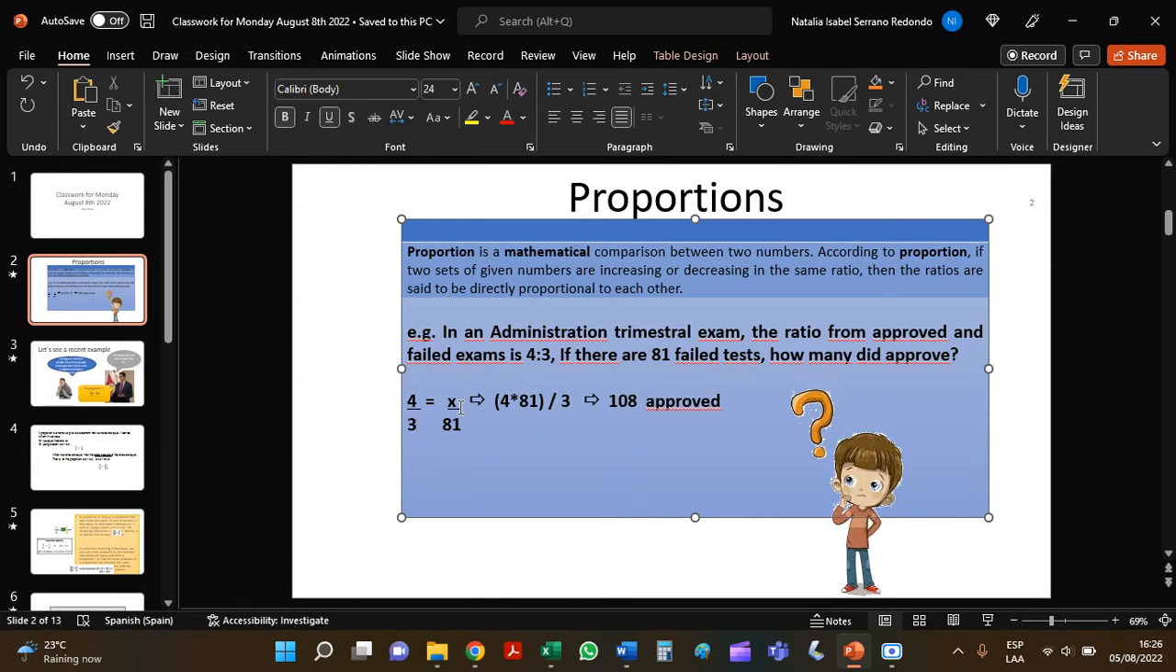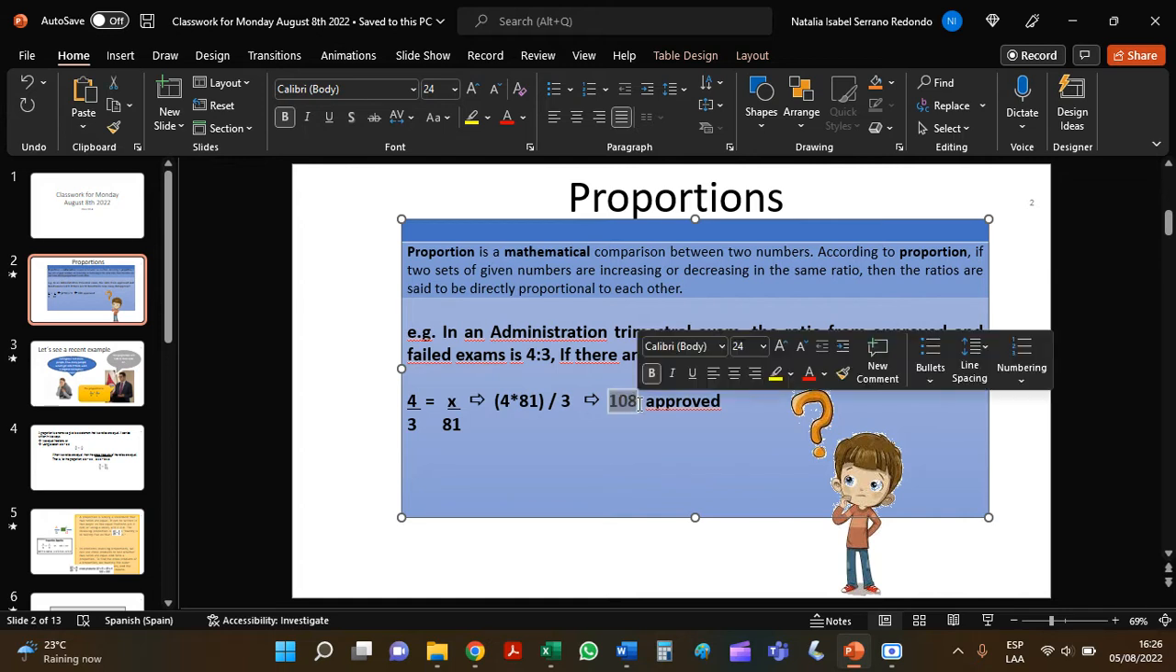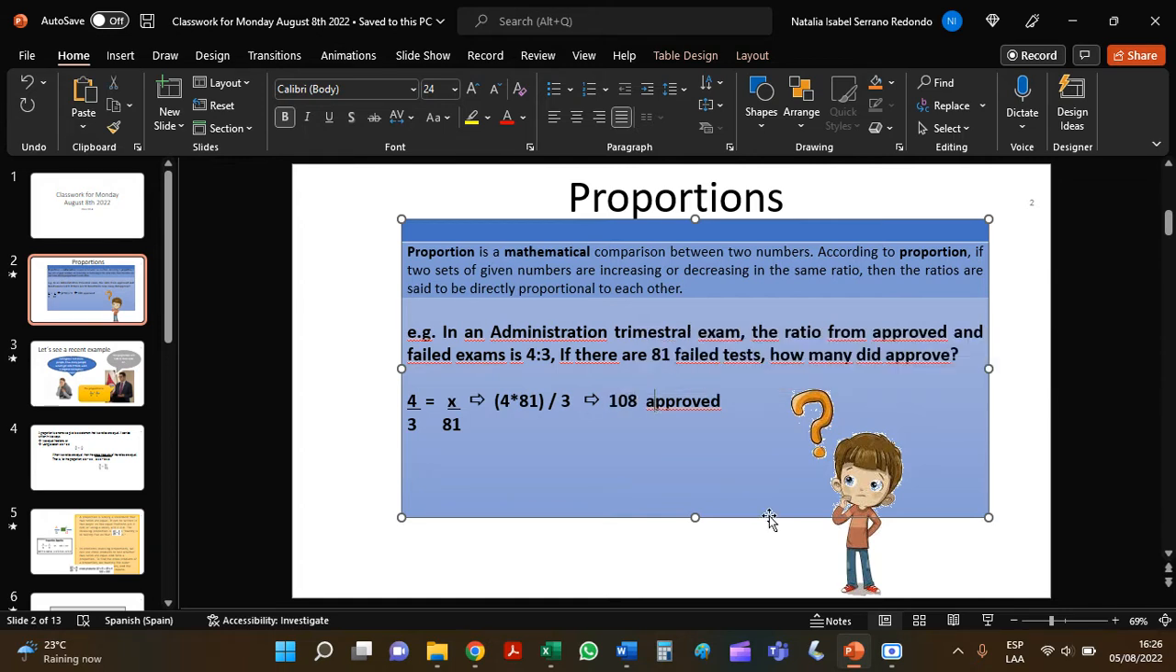Therefore, since we don't know how many approved, we put the 81 on the denominator. Therefore, 4 times 81, and the result is divided by 3. Look at it here. 4 times 81, and the result is divided by 3. The answer is 108 approved the test. Okay, this is the example we did in class, just to give you a fresh reminder of what we now have to do in the following part.